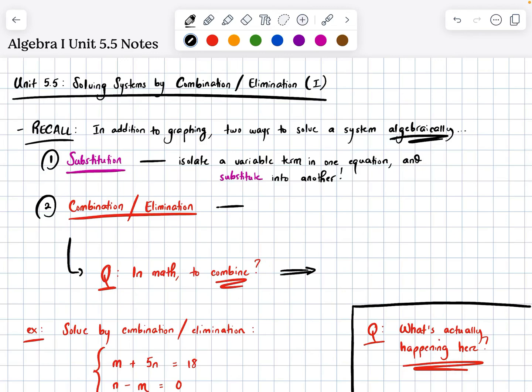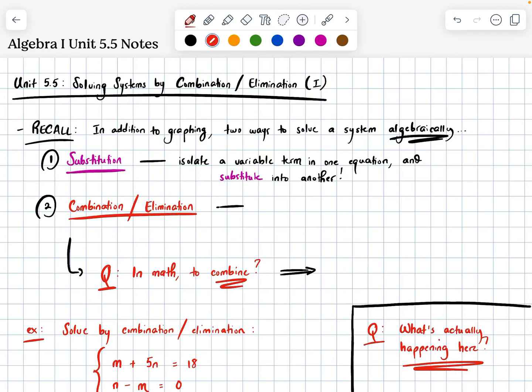So, we know that graphing is one way to find the point of intersection for our lines. Another way algebraically that we've talked about is substitution, where the idea is to get something by itself in one equation that I can plug into the other equation in my system and use that to find the values of my variables. For combination or elimination, interchangeable names, I'm actually, in a rare turn of events, going to show you how it works first. And once we've got that idea down, we'll figure out why it works and what's actually going on.